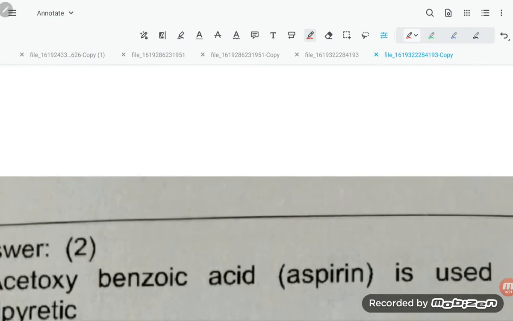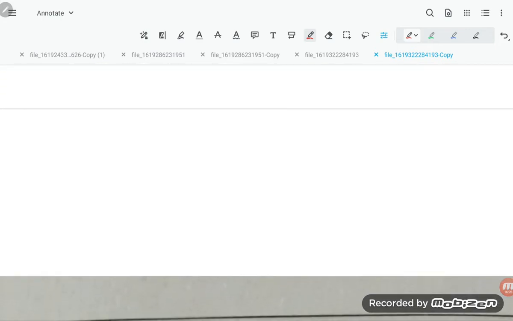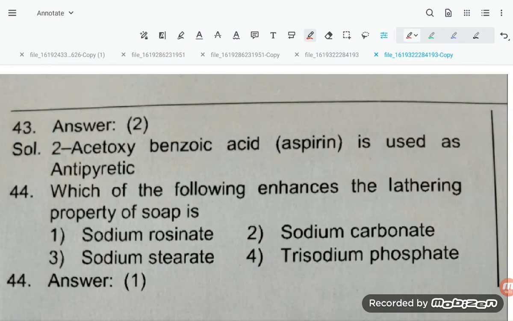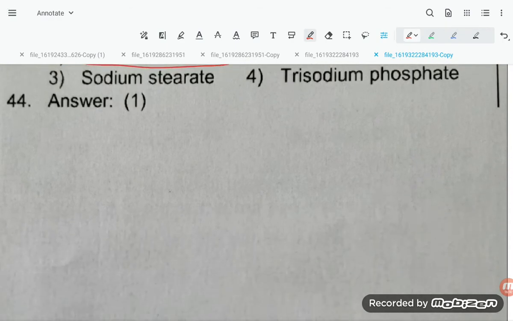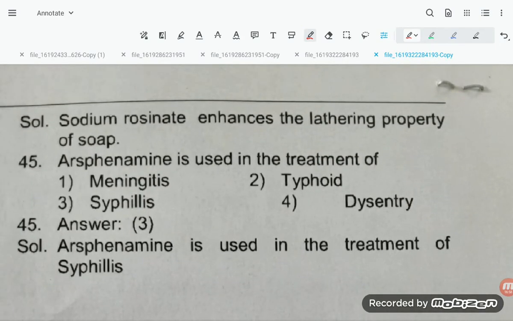2-acetoxybenzoic acid, aspirin, is used as an antipyretic. Which of the following enhances the lathering property of soap? Sodium rosinate enhances the lathering property of soap.